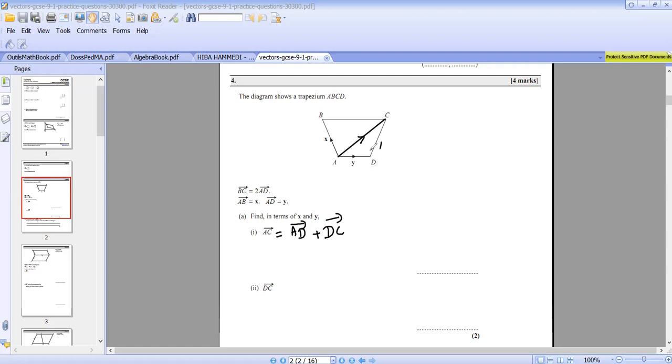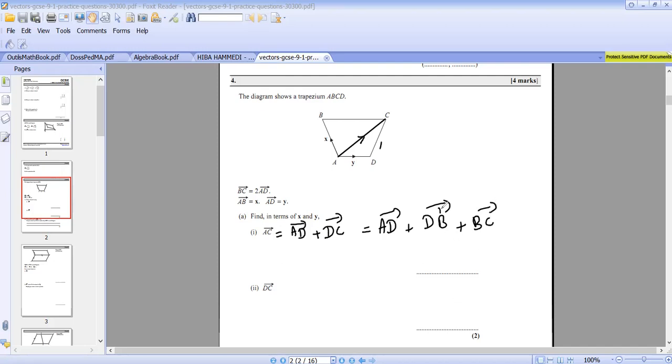And DC, what can I do with this? I don't have anything about DC. So how can I express DC? Well, did they say anything about it? They said that BC is equal to 2AD, right? So if I introduce B in the middle of DC, maybe I will gain something. So I will have DB, yeah, plus BC.